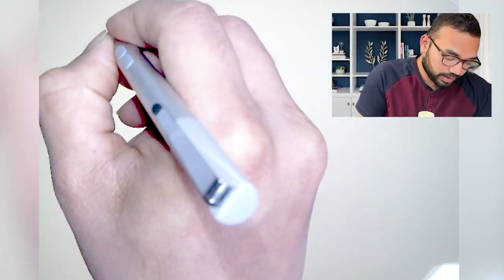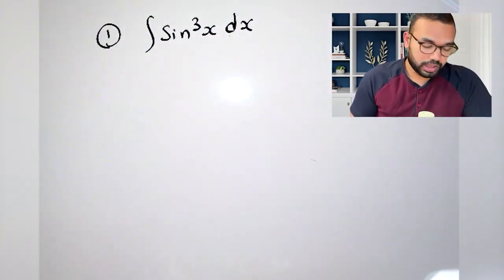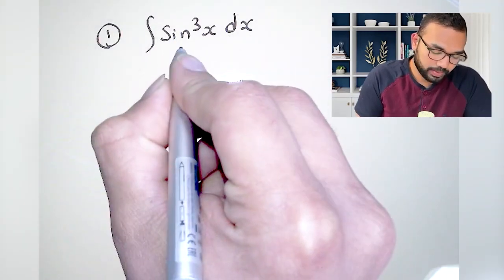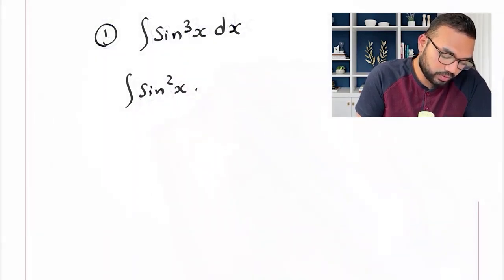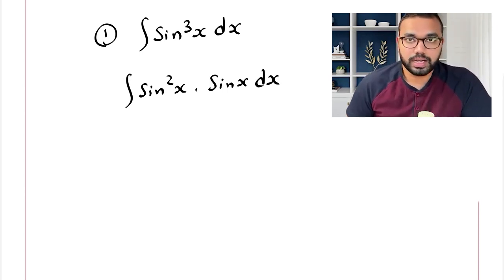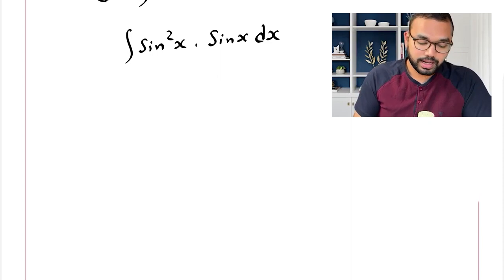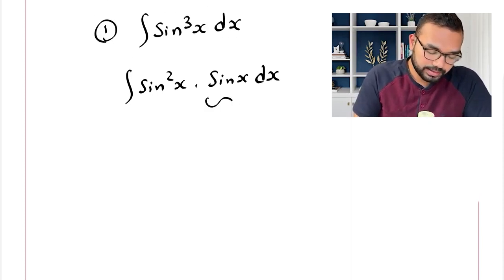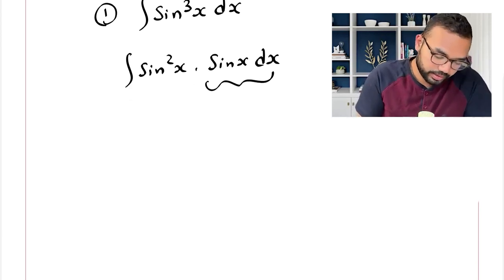Let's solve our first problem, which is the integral of sine cube x dx. The way I would solve it is first split this sine cube x as integral of sine square x into sine x dx. I know that the derivative of cos x is minus sine x, right? So I will use that and replace this sine x dx in terms of cos x, right? So let's just do that first.